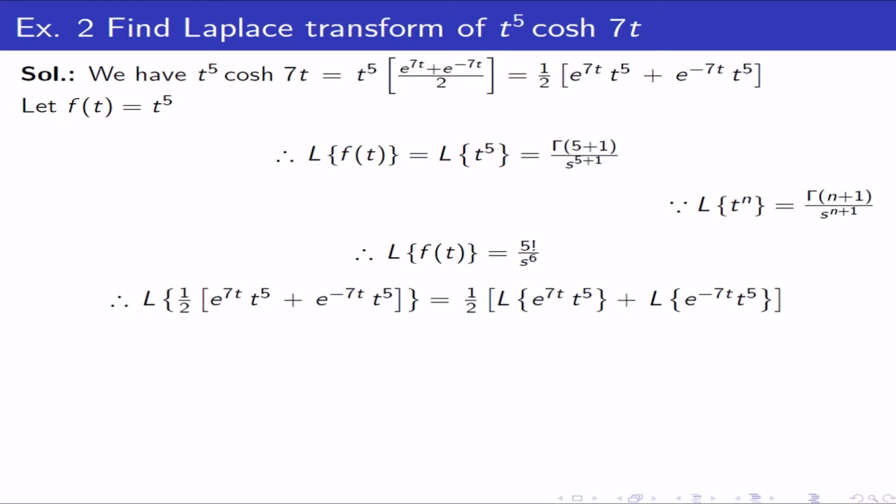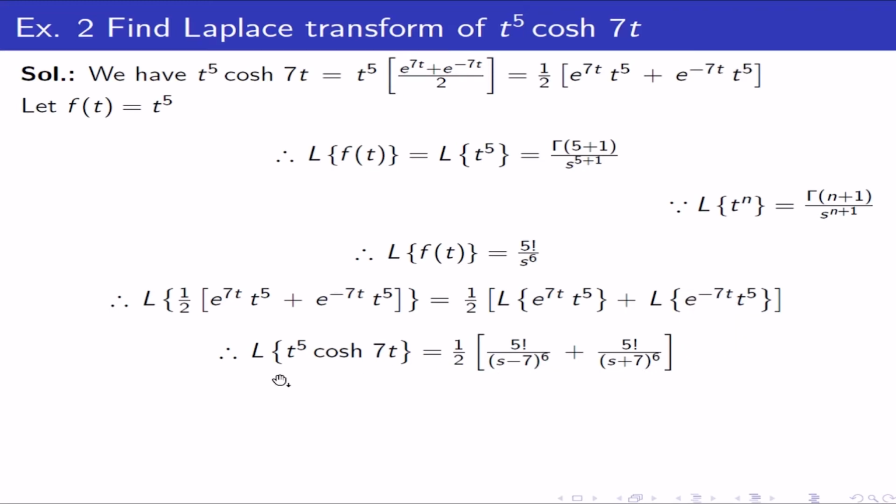Therefore, Laplace transform of 1 by 2 in the bracket e to the power 7t t to the power 5 plus e to the power minus 7t t to the power 5 is equal to, by linearity property of Laplace transform, 1 by 2 in the bracket Laplace transform of e to the power 7t t to the power 5 plus Laplace transform of e to the power minus 7t t to the power 5. As we have the Laplace transform of t to the power 5 here, by using first shifting property, s will be replaced by s minus 7 in the first Laplace transform, and in the second Laplace transform, s will be replaced by s plus 7.